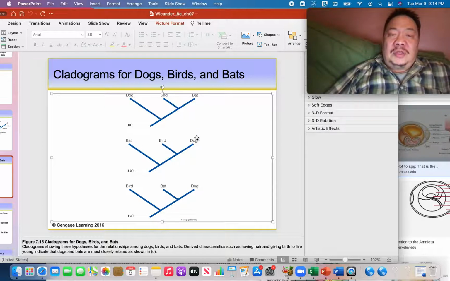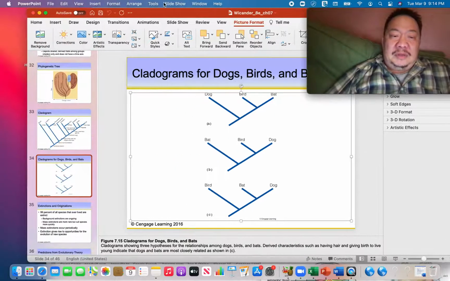Why? Because birds and dogs are diurnal. They hunt and eat during the day and they sleep at night. Whereas bats are nocturnal. They hunt at night and sleep during the day. Cladogram number 3. Bats and dogs are more closely related to one another than they are to birds. Why? Because bats and dogs are both mammals, and birds are not mammals. This one, the third one, is the correct cladogram, by the way.